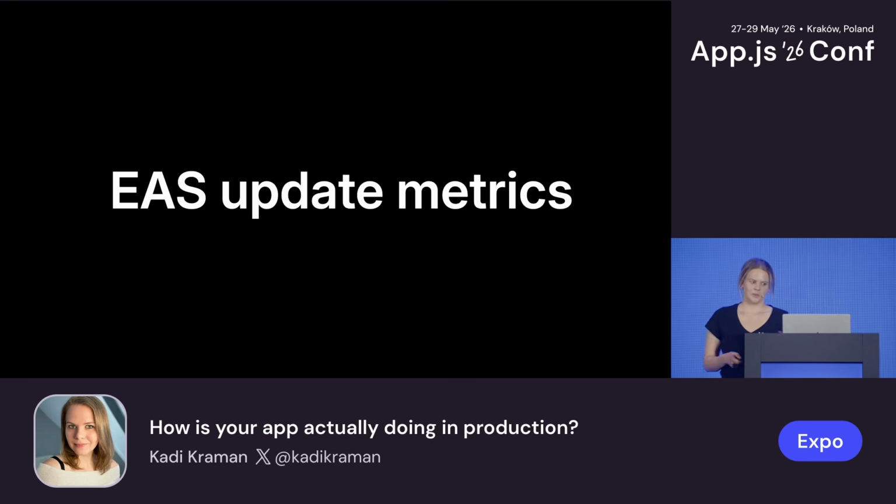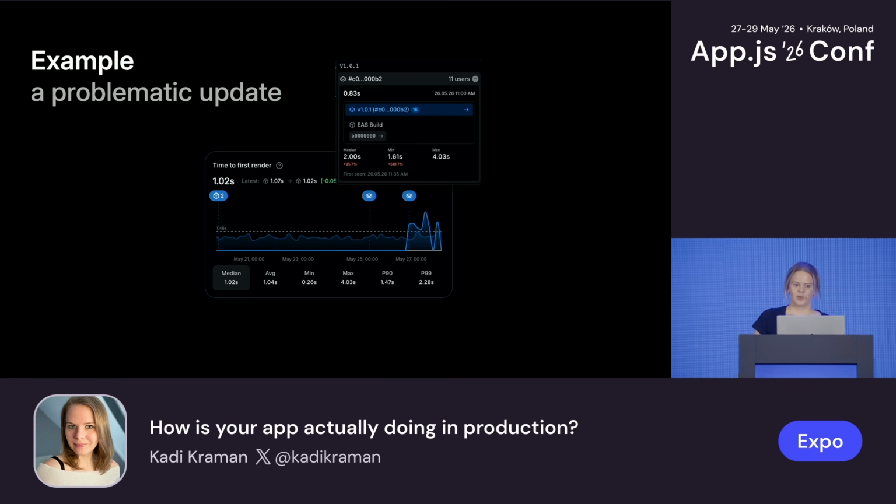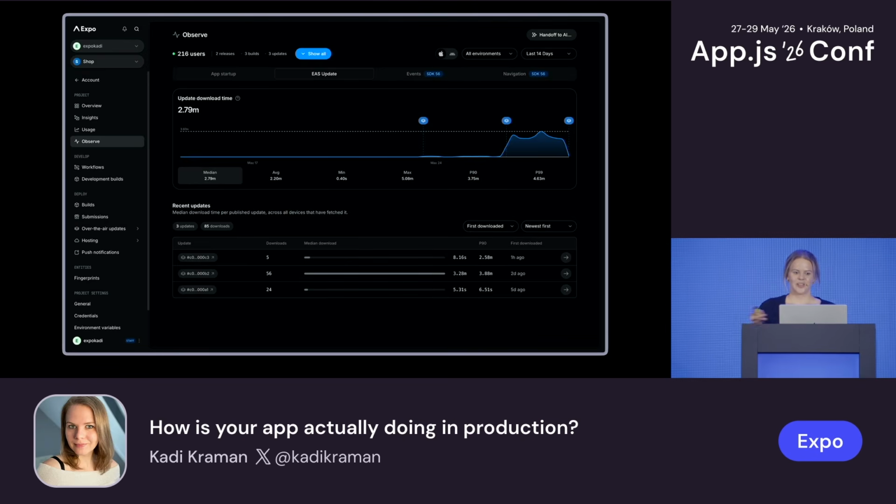Speaking of EAS update metrics, wouldn't it be useful to see how a new update is performing compared to the previous or even existing median? Here's an example of an update that was pushed that significantly increased the minimum time to render by a minimum of 500%. And if you look at the median download time, it is clear to see that it is taking unusually long to download for some reason, perhaps due to some unoptimized images.